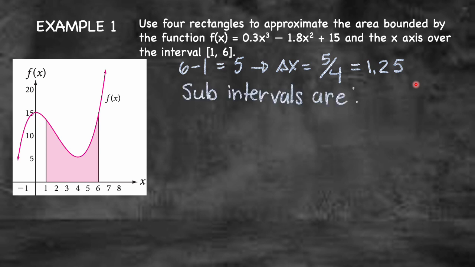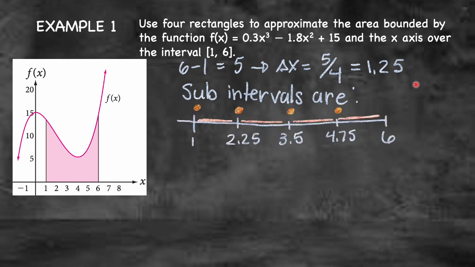Now, to show the width of each rectangle, I created a number line so that you can visualize this. We start with 1, and then we just keep adding 1.25 4 times so that we can see those subintervals. Here's the first one. So this is going to be the width of the first rectangle. This is going to be the width of the second rectangle, and so on. The points where I have the gold dots above them are what we're going to plug into the function to find the heights.